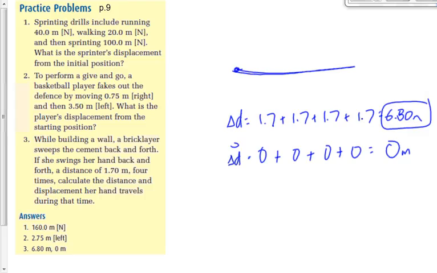Right? It's like when I run 10K around the track, right? 25 laps around the track. 0 meters plus 0 meters plus 0 meters plus 0 meters 25 times is 0 meters for displacement.